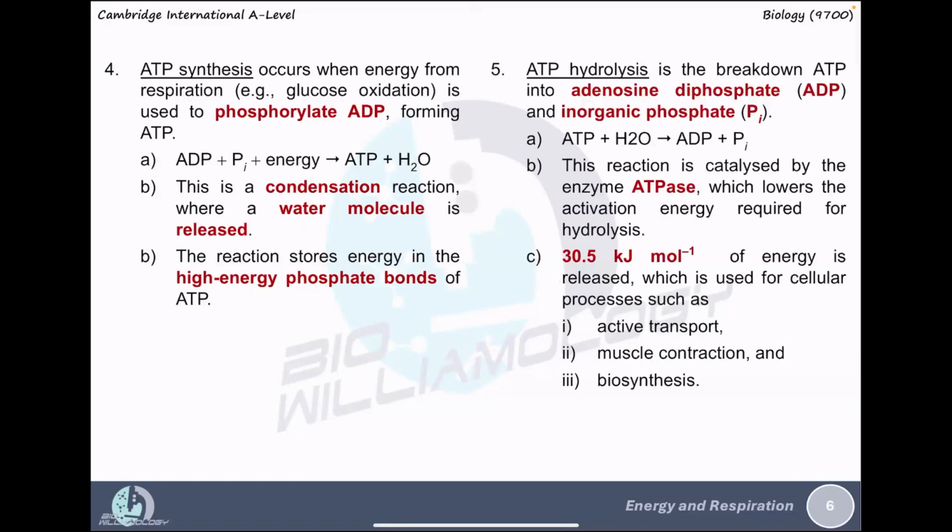On the other hand, ATP hydrolysis breaks down ATP into ADP and an inorganic phosphate group. The enzyme that catalyzes this reaction is known as ATPase, which lowers the activation energy required for the hydrolysis. When one inorganic phosphate group is removed from ATP through hydrolysis, 30.5 kilojoules per mole of ATP of energy is released, which can be used for cellular processes such as active transport, biosynthesis, as well as muscle contraction.